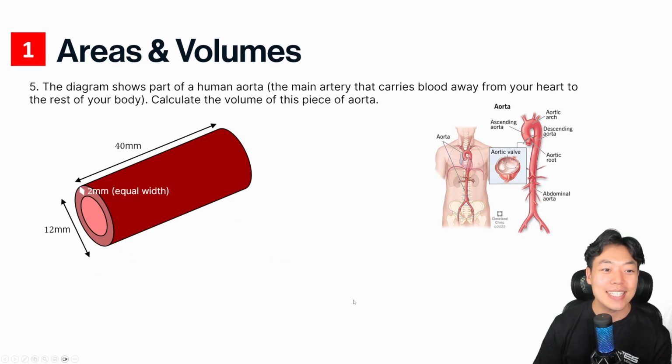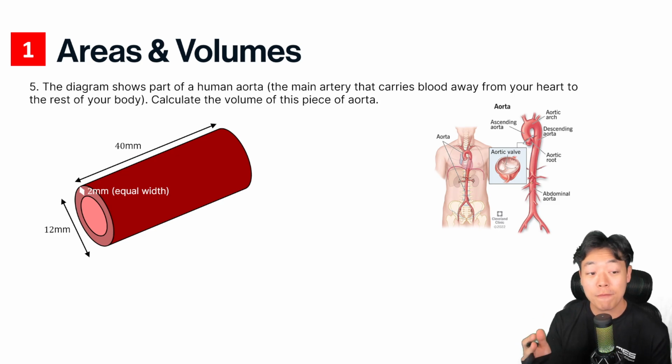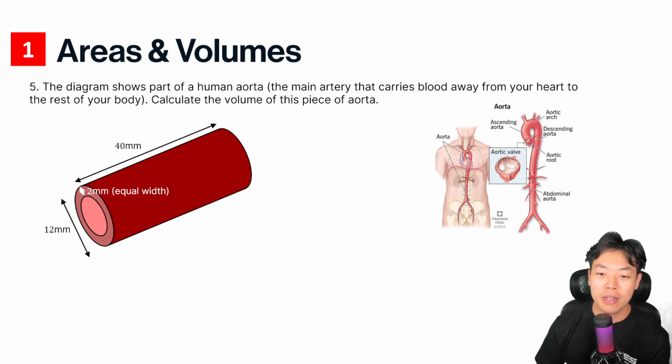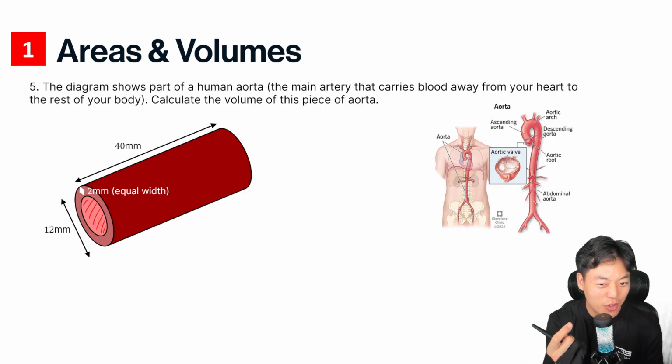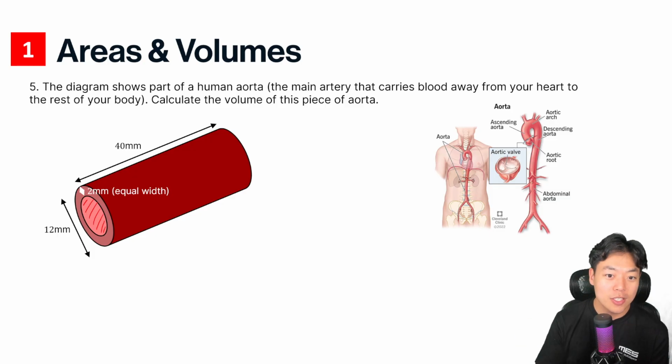Number 5, the diagram shows a part of a human aorta. That's the main artery that carries blood away from your heart to the rest of your body. Calculate the volume of this piece of aorta. Now, for the aorta, the blood needs to pass through this empty little cylinder here. So in order to get the volume of just this piece of aorta, I don't know what to call the stuff that creates the aorta. It's definitely not skin, but to create the aorta, we need this volume. We need this little shape.